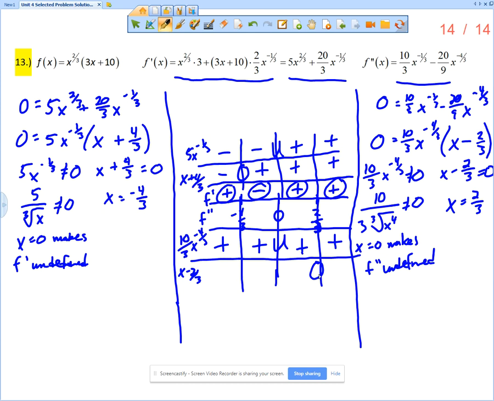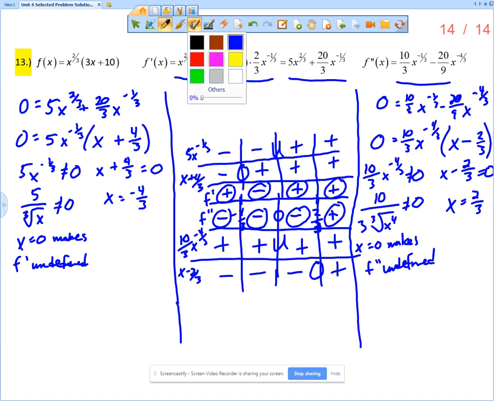On the bottom row here, a number to the left of 2/3, like 0. 0 minus 2/3 is negative. A number to the right, like 1. 1 minus 2/3 is positive. All right, so now let's go up here. Positive times a negative is negative. Positive times a negative is negative. Positive times a negative is negative. And a positive times positive is positive.